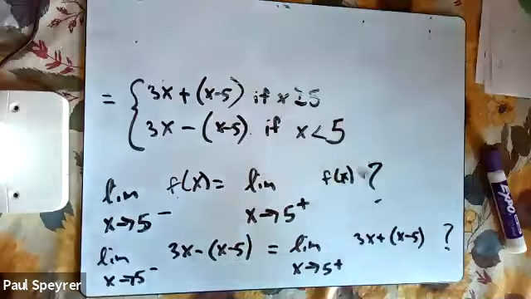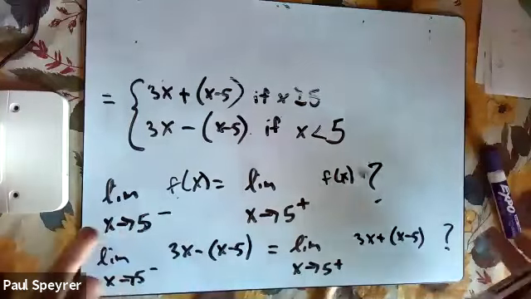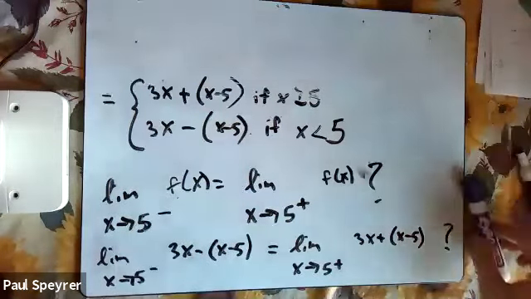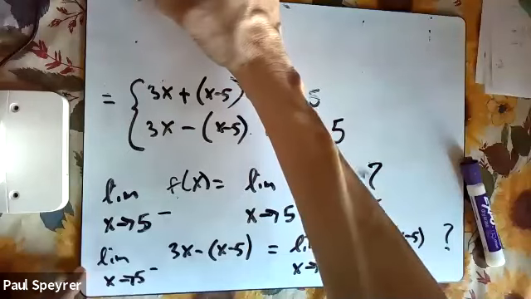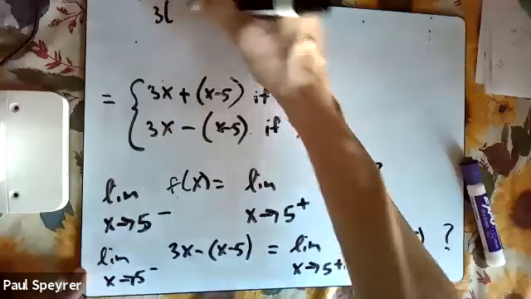So where do we go from this point? We plug the 5s in basically, right? To see what happens. So we have 3 times 5.